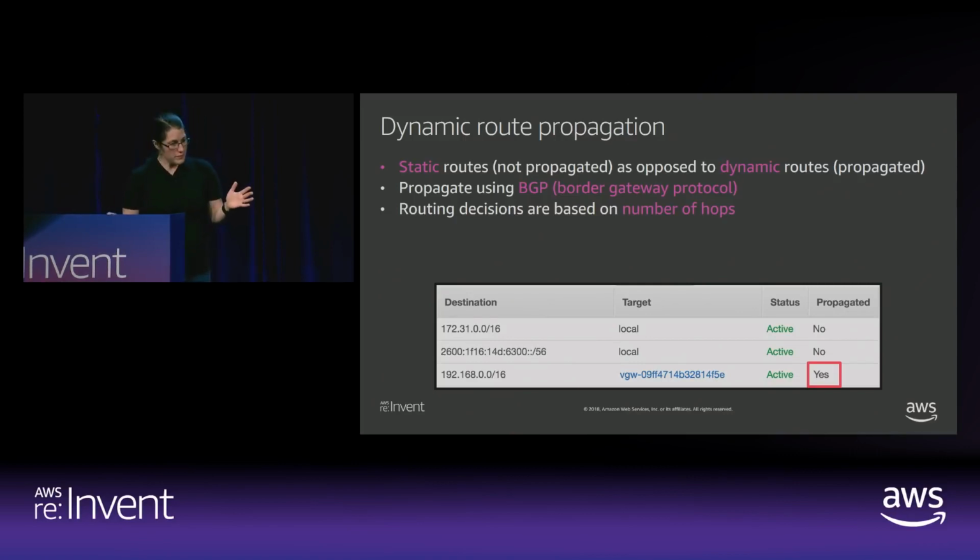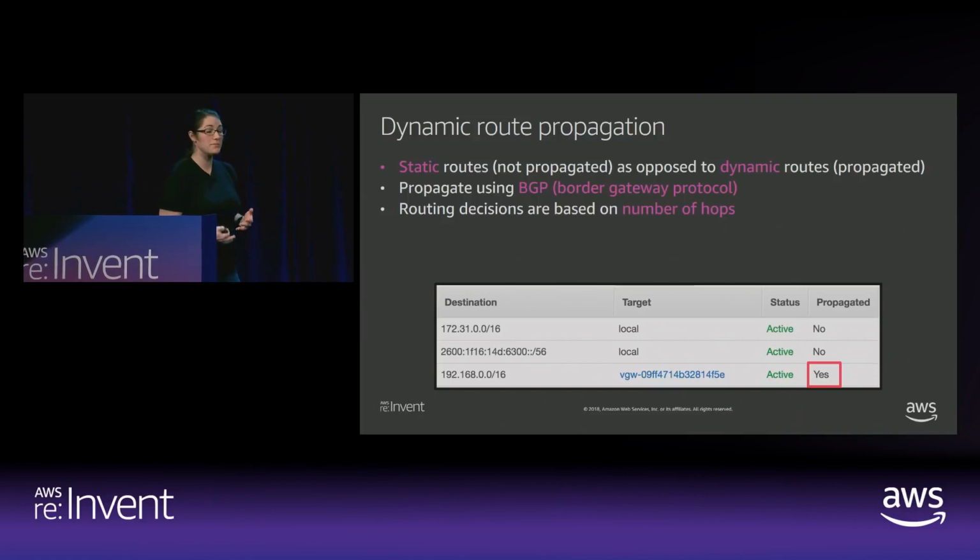Now, we've spoken a lot about routes. And static routes, if you think about it, are these manual routes where you're going in and saying, hey, traffic that's going to 1.2.3.4, send it to this gateway. If you have a lot of those, it can get pretty complicated, and it might get hard to maintain if you're trying to update them a lot and so on. And so you can use something called BGP, that stands for Border Gateway Protocol, to actually propagate routes from your on-premise network into your VPC.